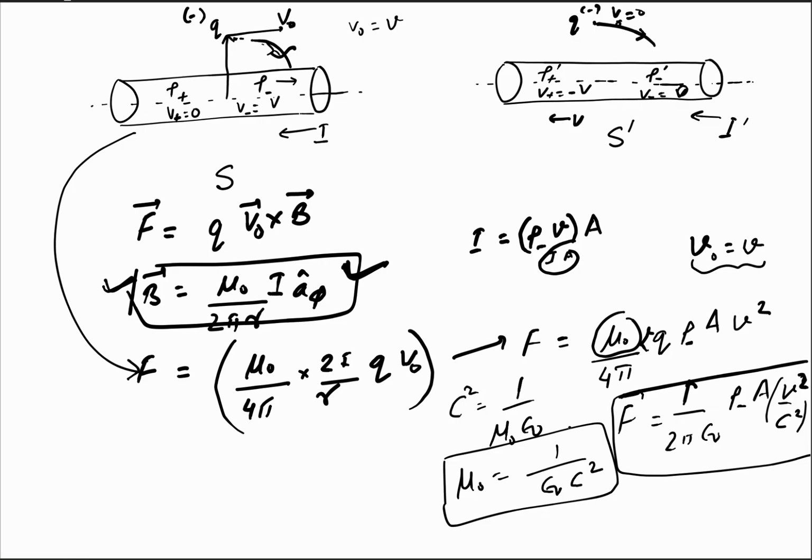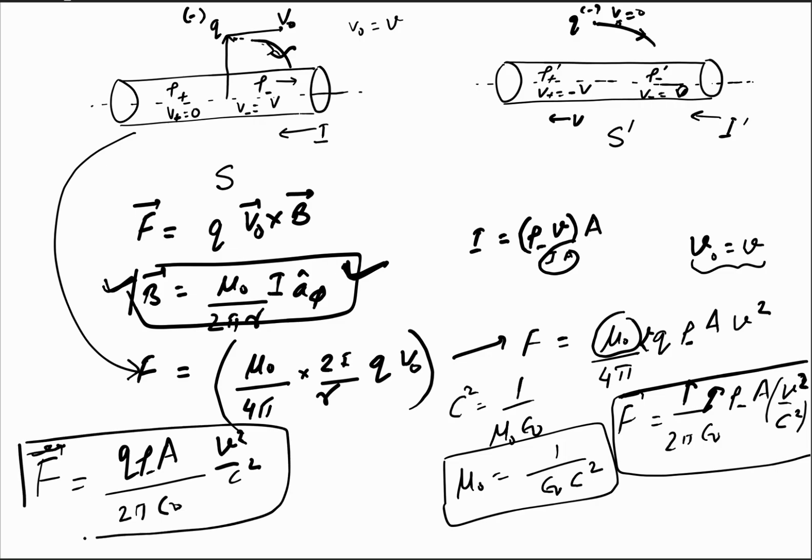So in this way we have found the force on the charge in frame S, given as rho minus A Q V square by C square over 2 pi epsilon naught, of course we forgot Q here. So we should keep this handy at one place. Now we need to study the scenario from the S dash frame.